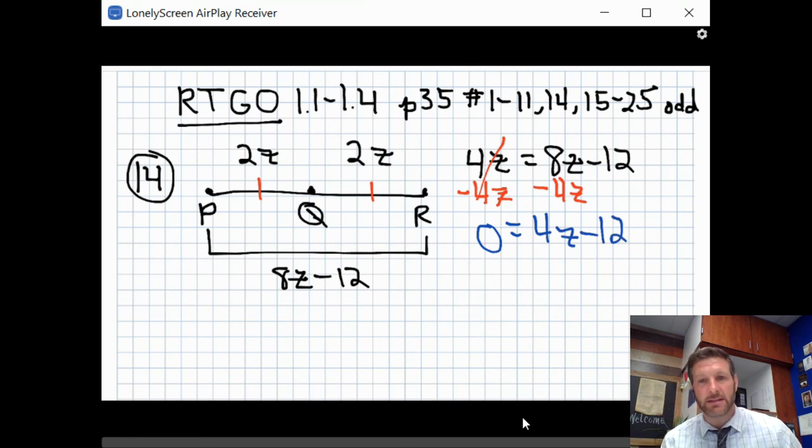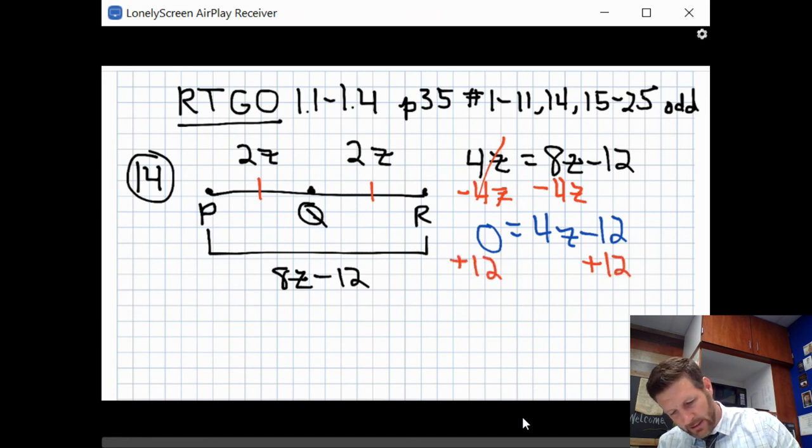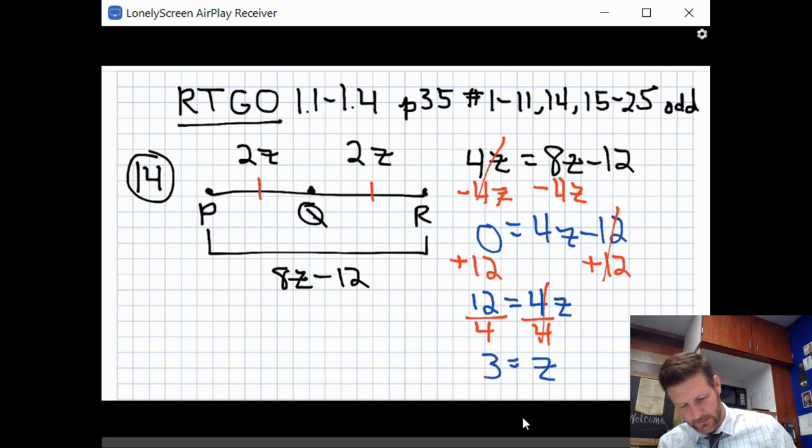Now we got to get z by itself. So now we're going to go ahead and add the 12 to both sides because that's the opposite of subtracting 12. So plus 12. That's going to cancel out there. And so we now have 12 equals 4z. Opposite of multiplying by 4 is dividing by 4. So we're going to divide by 4. Cancels out. And we get finally our z answer. Z is equal to 3.